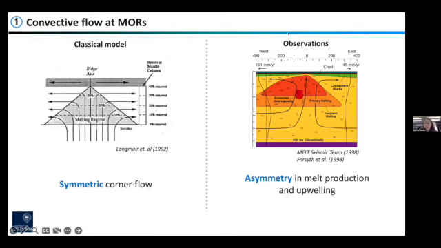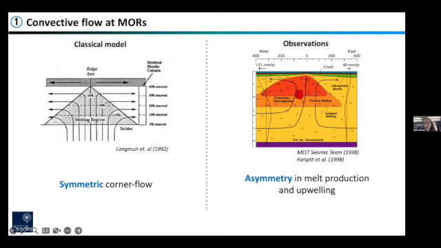Oppositely, we have observations of asymmetry from different melt segments, mid-ocean ridge segments from across the globe. So this is a cartoon from the MELT seismic team, which was done on the East Pacific Rise. This cartoon is the summary of a number of studies and observations, and they infer that the melt distribution is asymmetric. But similar observations have been made on the Juan de Fuca Ridge, the Mid-Atlantic Ridge, and the Southwest Indian Ridge. And there could be a number of explanations for this asymmetry.